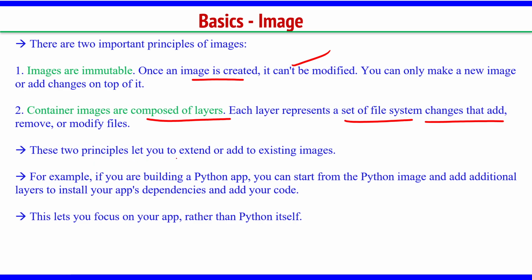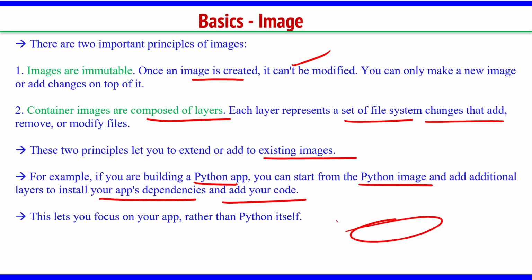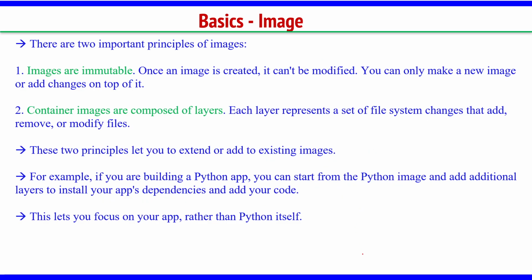These two principles let you extend or add to existing images. For example, if you are building a Python app, you can start from a Python image and add additional layers to install your app's dependencies and add your code. So in a container I will have layers: layer 1, layer 2, layer 3, one after the other. So, this is about the image.